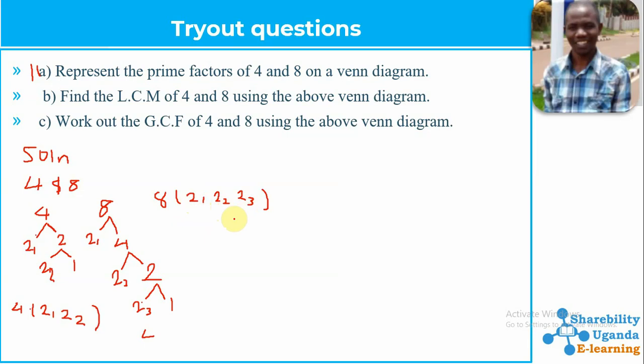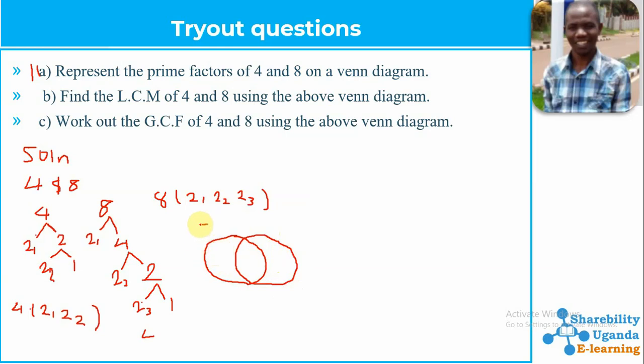Okay. So now we shall represent them on the Venn diagram. Remember, when we are to represent these prime factors on our Venn diagram, that simply means we shall now be drawing our sets. Okay, my diagram is beautiful. You can also draw a beautiful one, maybe better than mine.